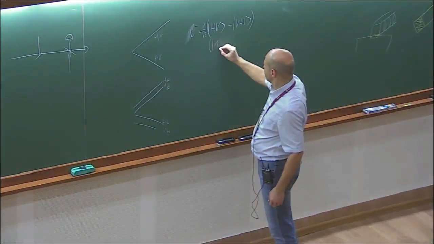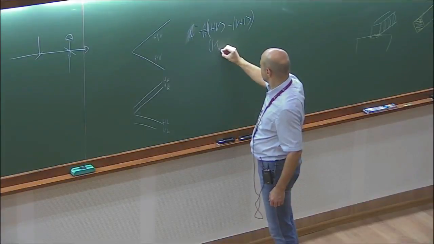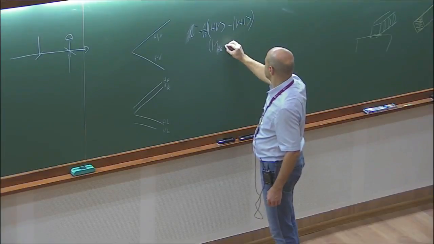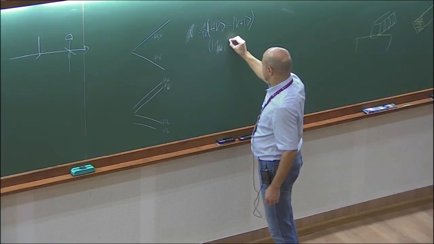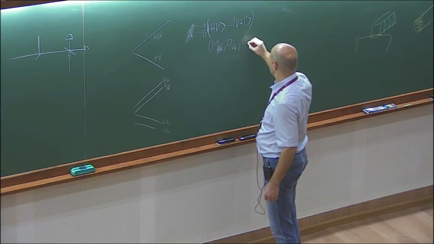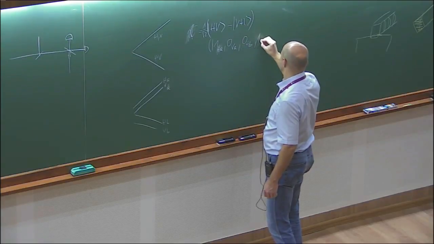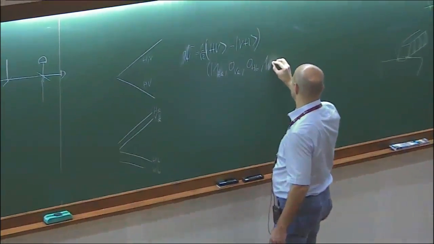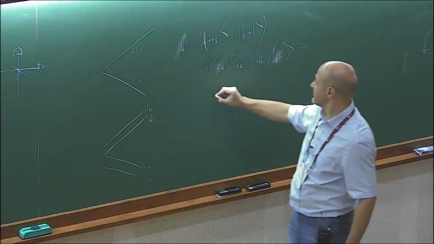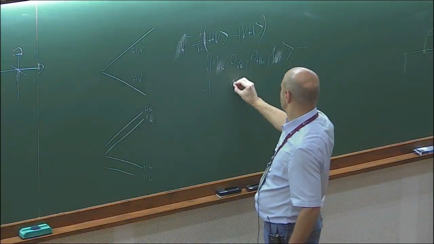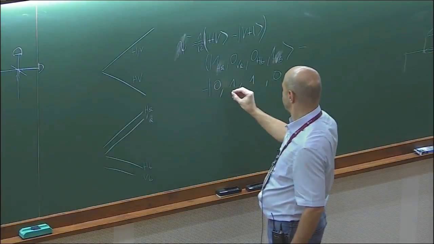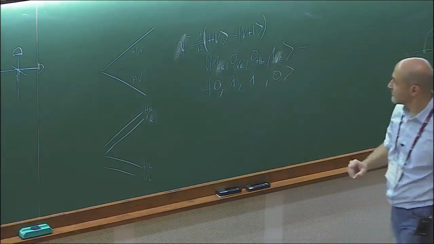So now I'll call this 1 HA, 0 VA, 0 HB, and 1 VB. That's the first term. Minus, and then the second term: 0, 1, 1, 0. The same indices.